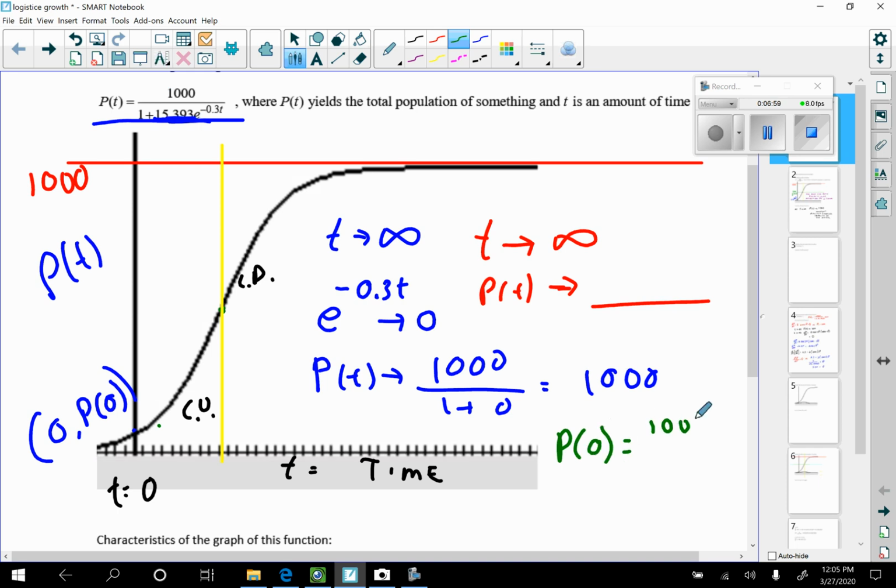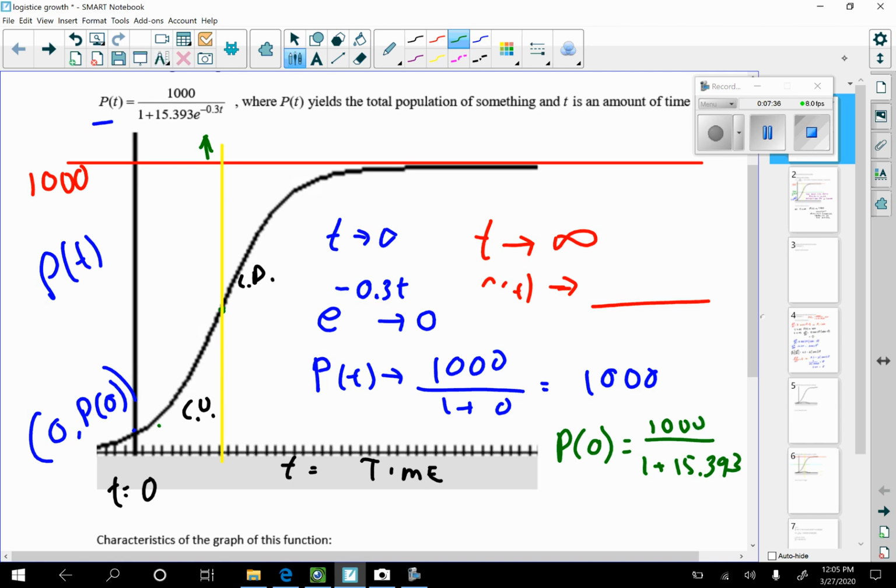It's going to be 1,000 over 1 plus 15.393. Because again, if t is equal to 0, this guy right here, 0.3 times 0 is 0, e to the 0 is 1, so that's the initial population right there. And I think this comes out to 16 something. So, all right, so let's see here. Is there anything else? I don't think so.